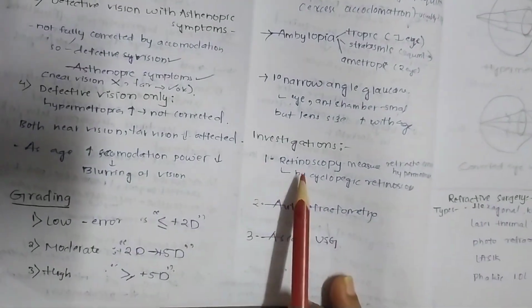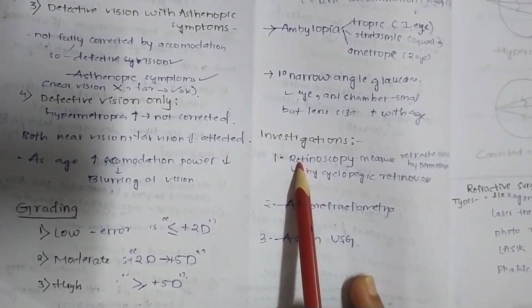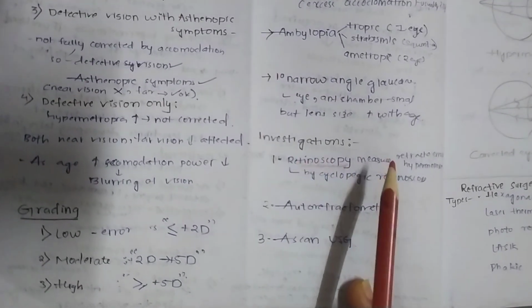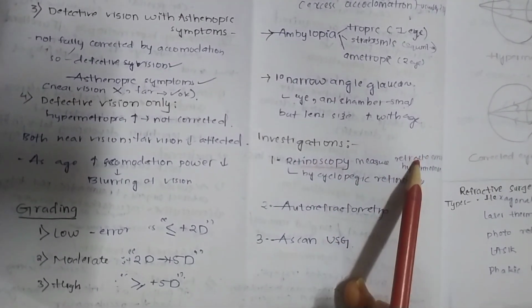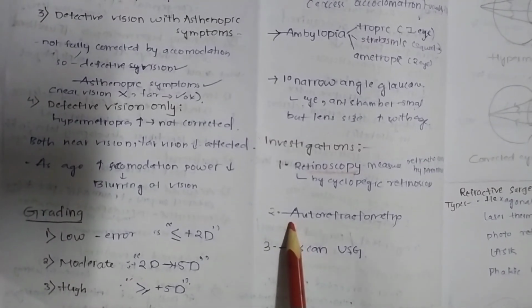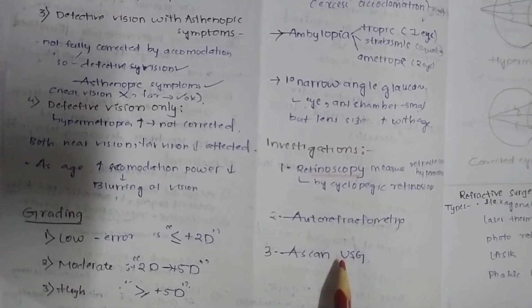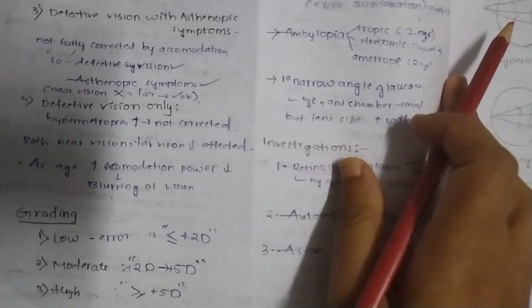So what investigations can be done in it? Retinoscopy can be done, which measures how much hypermetropia is there, or autorefractometry can be done, or A-scan ultrasonography can be done.